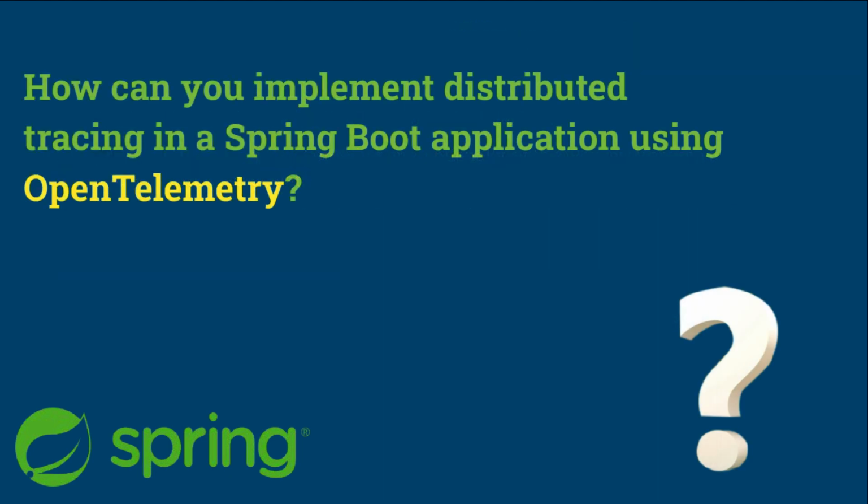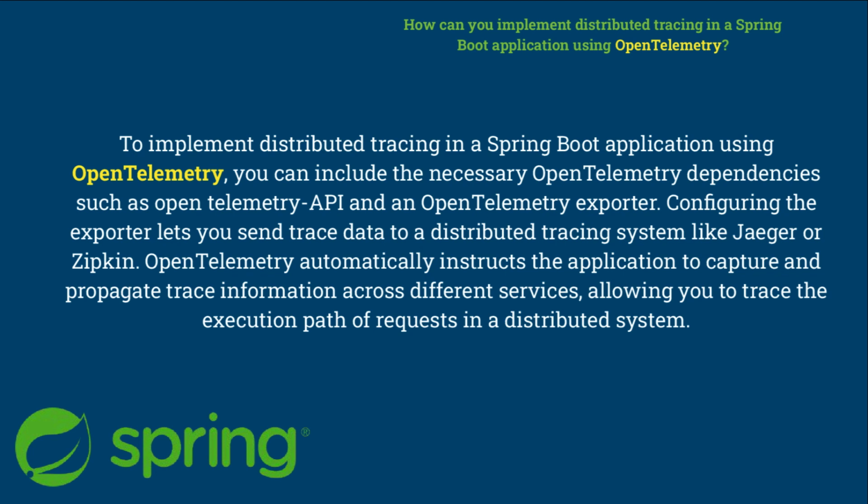Third question, how can you implement distributed tracing in a Spring Boot application using OpenTelemetry? To implement distributed tracing in a Spring Boot application using OpenTelemetry, you can include the necessary OpenTelemetry dependencies, such as the OpenTelemetry API and an OpenTelemetry exporter. Configuring the exporter lets you send trace data to a distributed tracing system like Jaeger or Zipkin. OpenTelemetry automatically instruments the application to capture and propagate trace information across different services, allowing you to trace the execution path of requests in a distributed system.